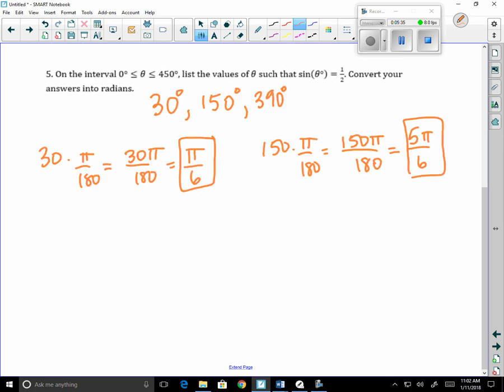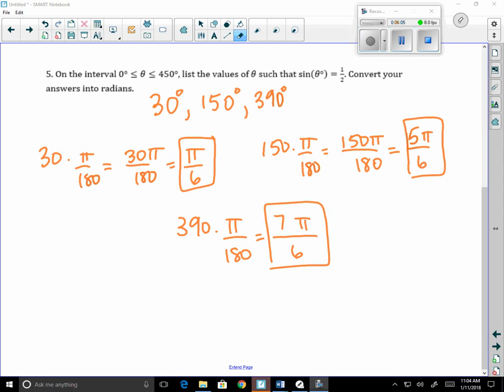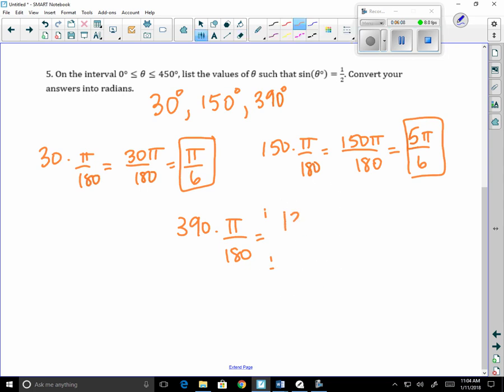And the last one, if we do 390 times pi over 180, we're going to get 13 pi over 6. Sorry, I had a little bit of a brain fart there. It's actually 13 pi over 6. My fault. All right. So there are our 3 radian measurements.